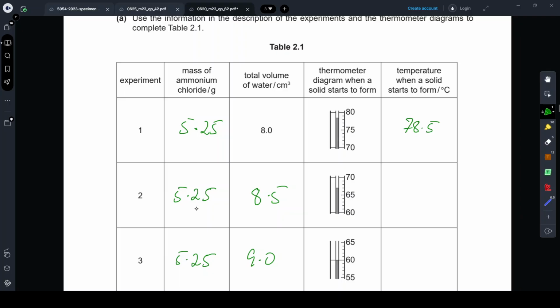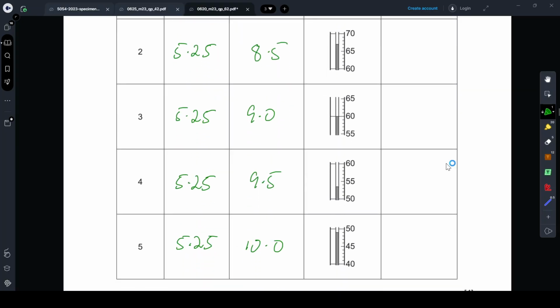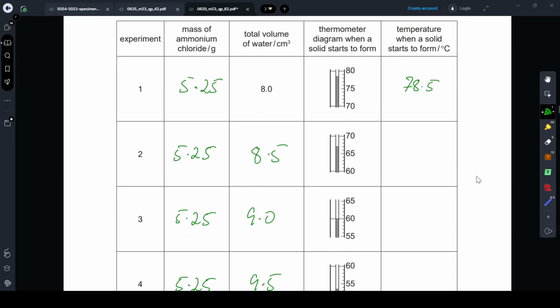Now, I'm not putting any units over here because the units are given as the headings of these columns. If you're ever asked to make a table, you need to make a table like this. Everything should be properly labeled with the units, and you're writing up to 2 or 3 significant figures, 2 decimal places, properly. Okay.